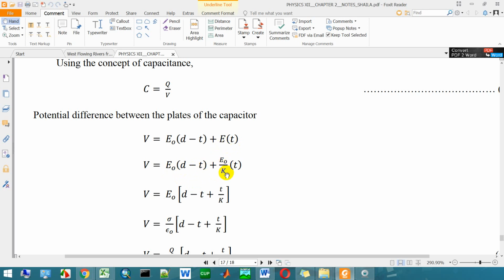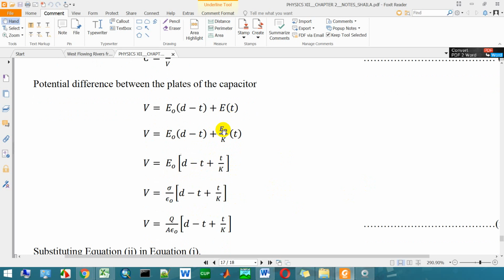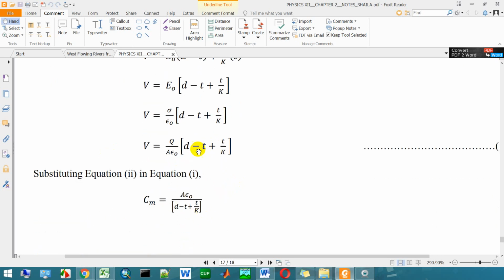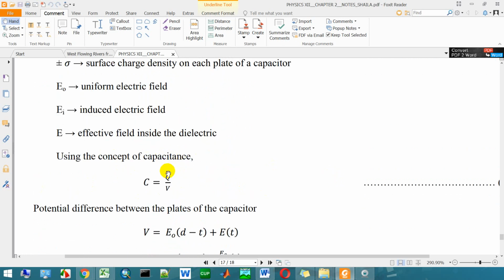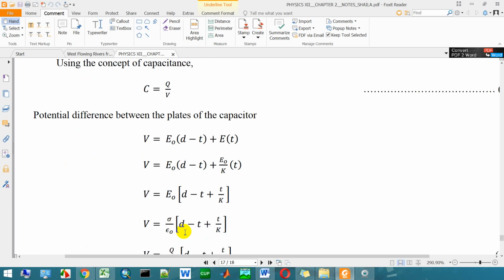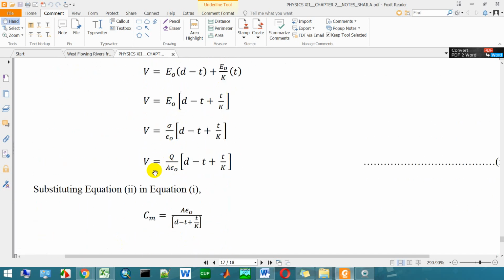Then very simple: it is E naught (d minus t), and what is E? E is E naught by K. In the first chapter we learned about the dielectric constant in terms of electric field: K is E naught divided by E. Then take E naught by K, and take E naught out common. E naught is sigma by epsilon naught, and sigma is Q by A. Substituting this V in the first equation, C equals Q by V, we only need to find the potential difference when the dielectric is introduced between the plates. After simplifying, the potential difference comes out as this expression.